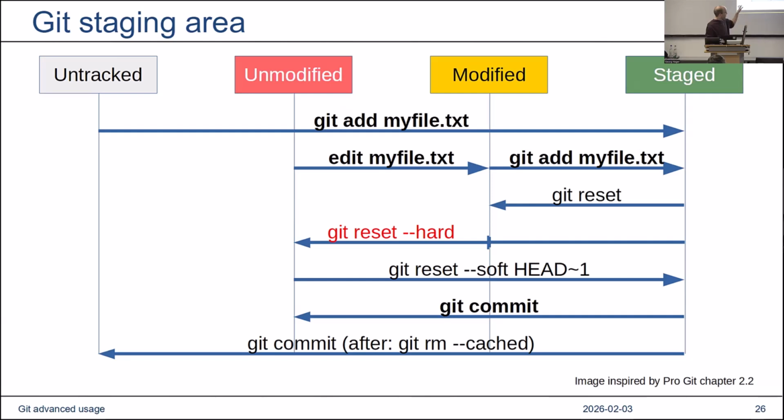Okay, so I just thought it would be kind of fun to visualize it because I found a similar graphic in the Pro Git book, which I honestly find kind of interesting, just to have an overview of how you can move between these different states.